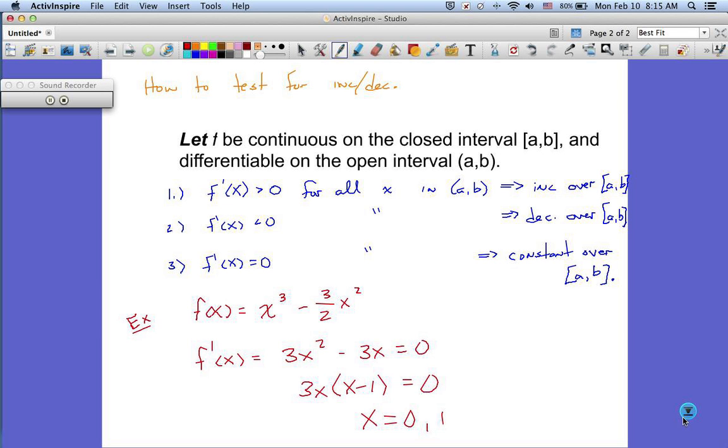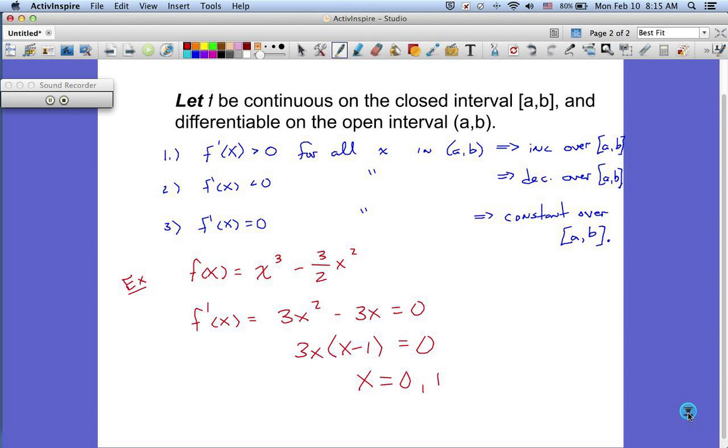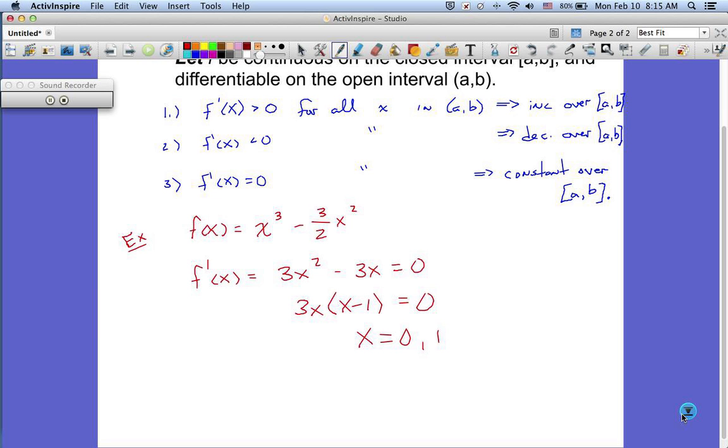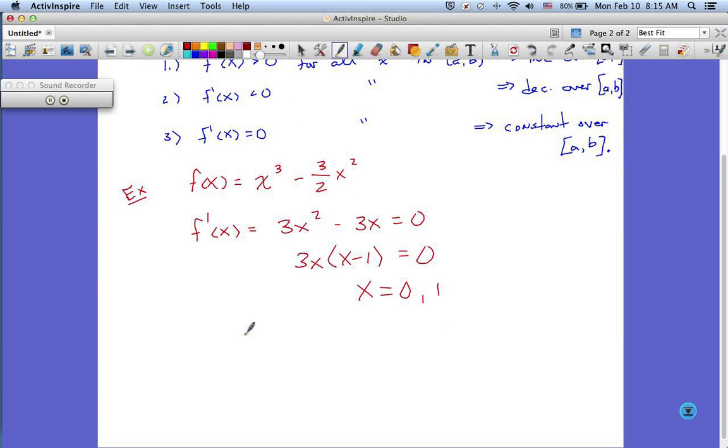Okay, so I need to figure out what happens to the left of these critical values, to the right of these critical values, etc. Notice there are no points of non-differentiability. I don't need to worry about anything like that. I just want to set up a table. I have an interval going from negative infinity to 0, another interval going from 0 to 1, and another interval going from 1 to infinity. Those are the three parts of my graph.